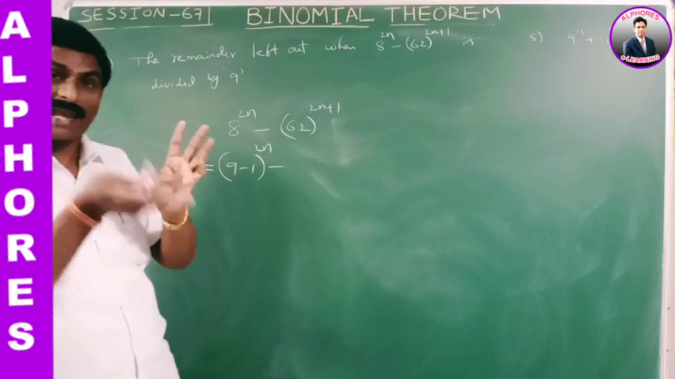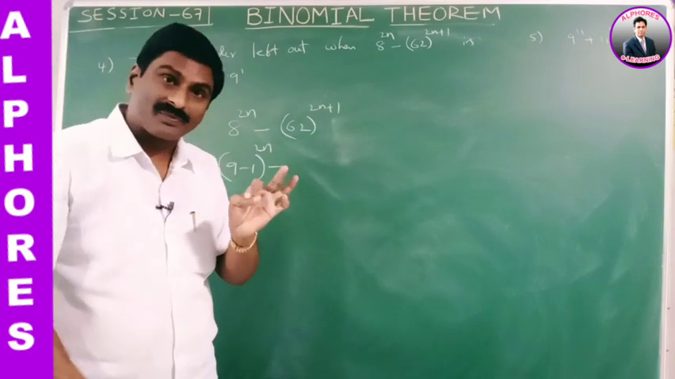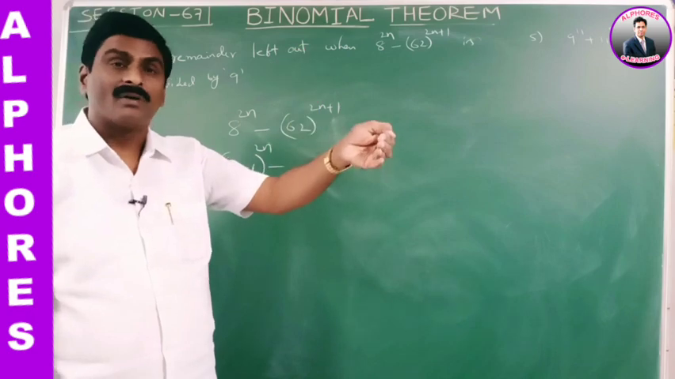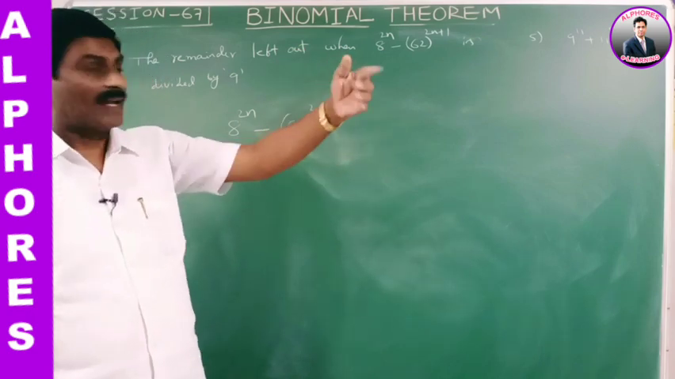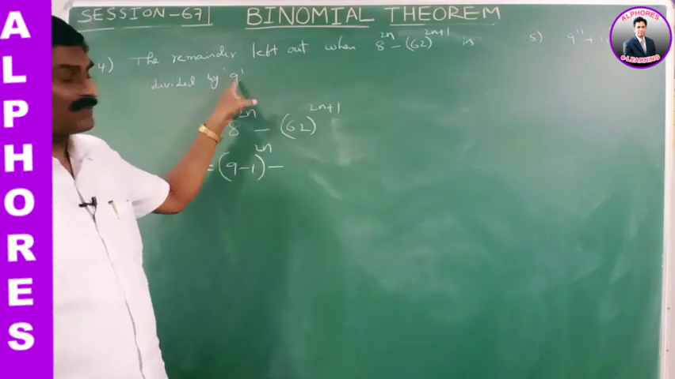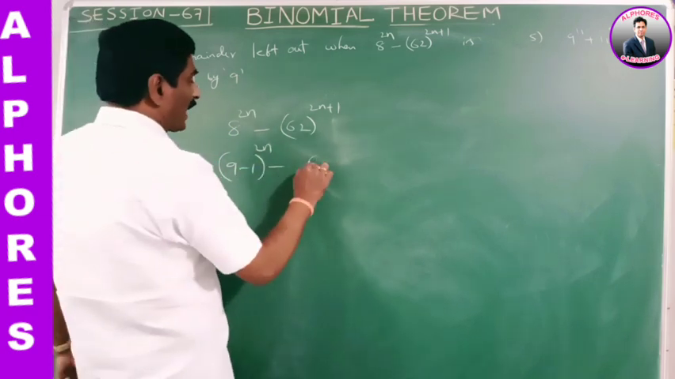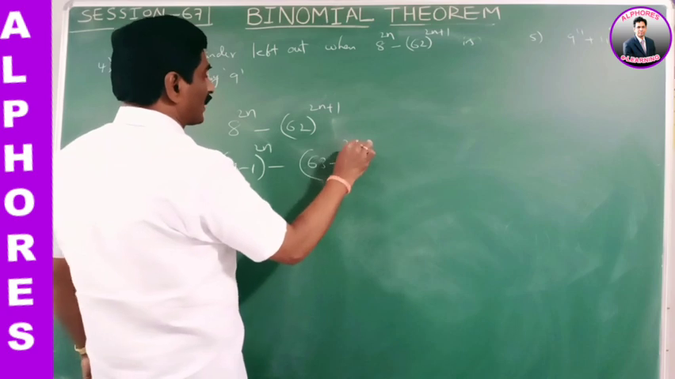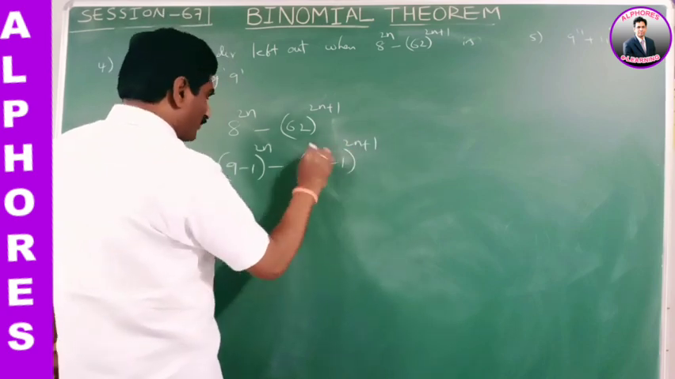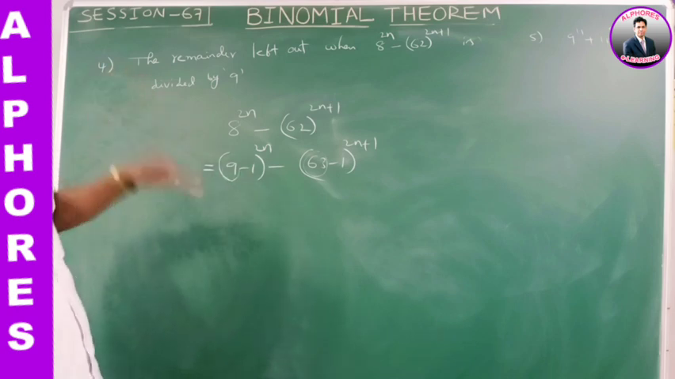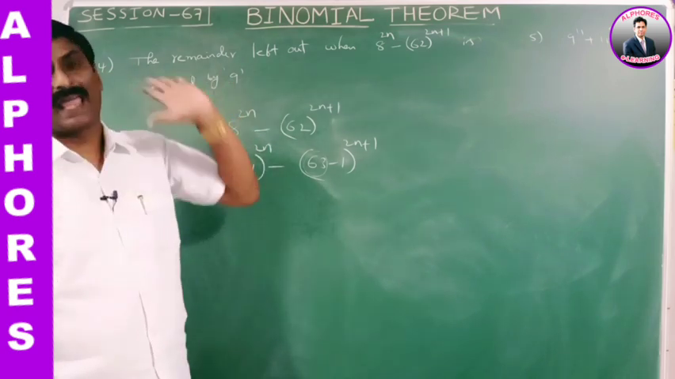9 into 1 means 9, 9 into 2 means 18, next 27, 36, 45, up to 63, which is a multiple of 9. So 62 means 63 minus 1, and we get (63 − 1) whole power 2n plus 1. Here 63 is a multiple of 9, and 9 is a multiple of 9. First we reduce the given values into multiples of 9.